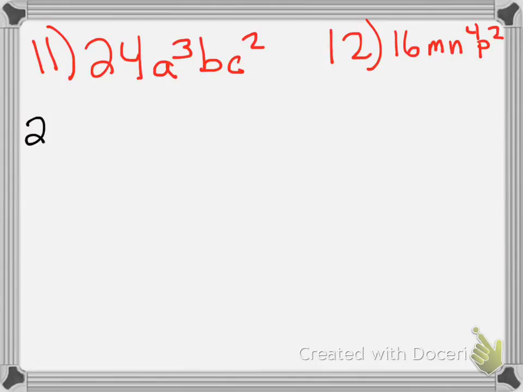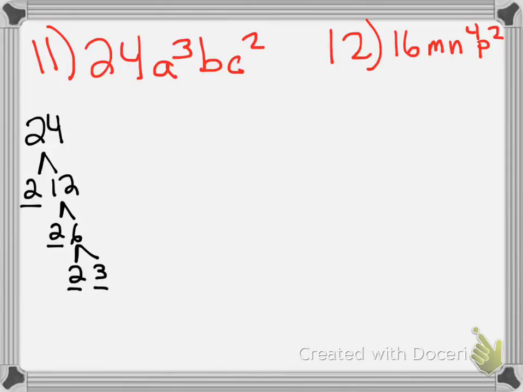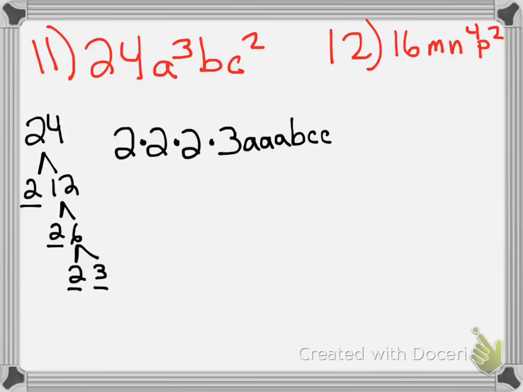How do I do a tree for 24? We could do 2 and 12. Good. 2's prime, so you're done on that branch. What about the 12? 2 times 6. The 2 is prime again. Done on that branch. 2 times 3. Prime, prime. So I would write this out as 2 times 2 times 2 times 3. Then what? a, 1 b, 2 c's. Very good.